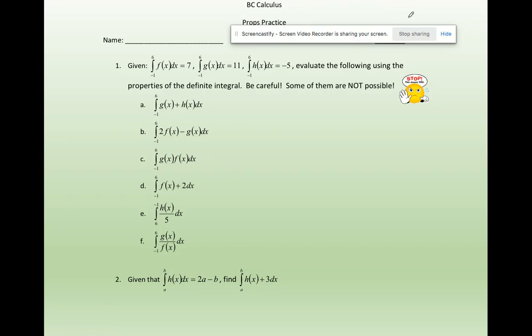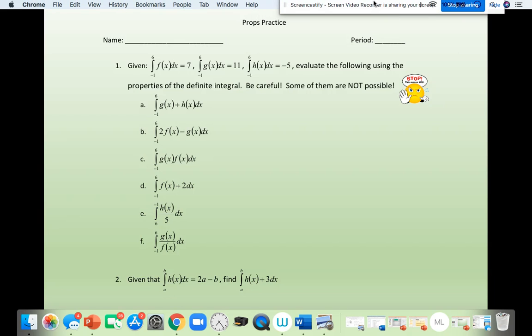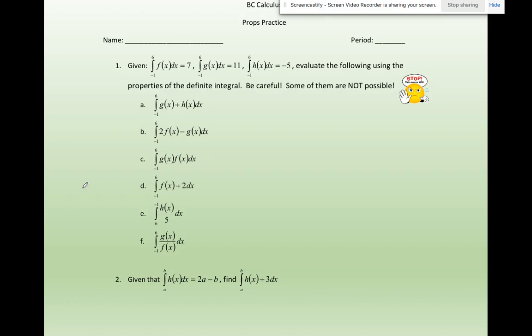This is a practice handout that is linked on our Canvas page. And we're going to go through this one together. Okay. Props practice. So, given a random function, f of x is unknown. G of x is unknown. I don't know. So even after I know how to integrate, AP is going to give you problems like this. So they are just testing your knowledge of properties and non-properties.